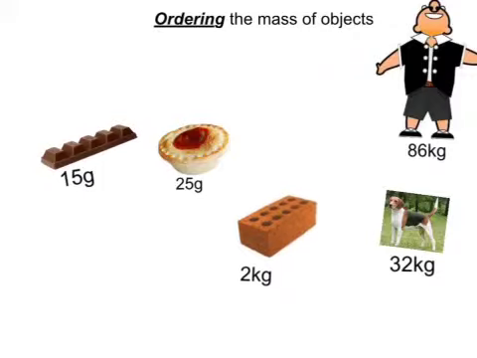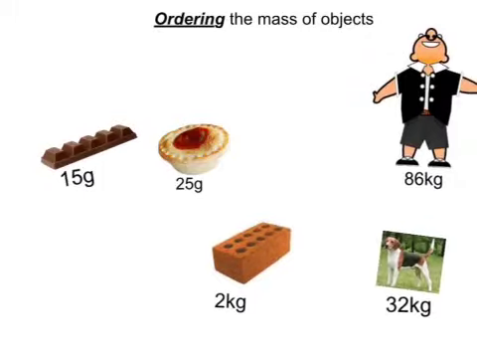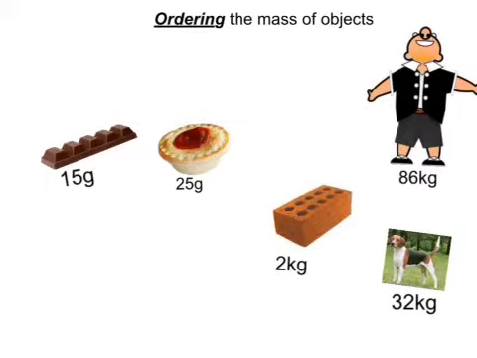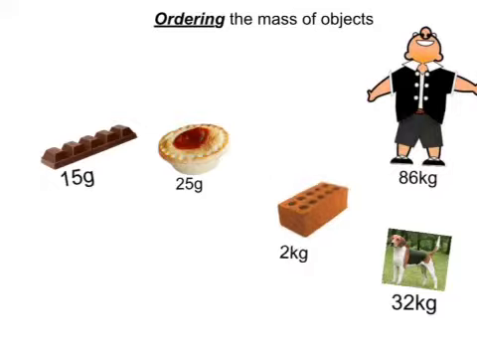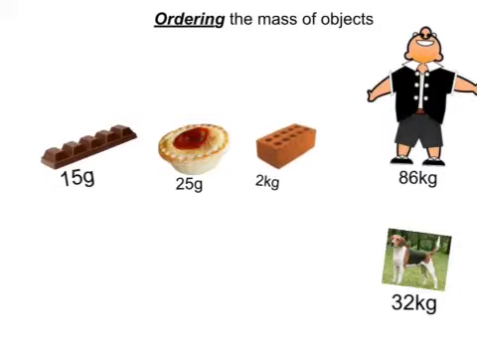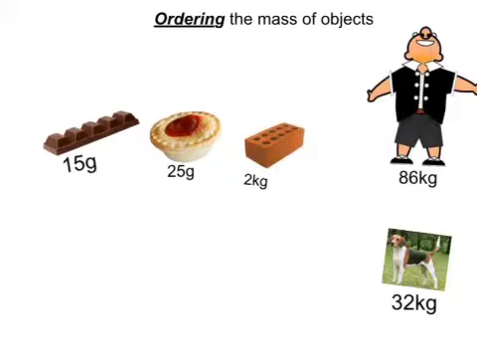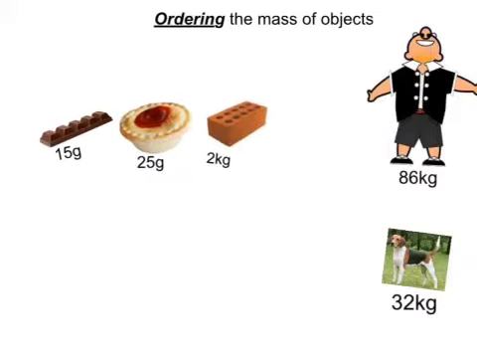Alright, so the next item I'm looking for, out of those 3 items that are left, which item has the least mass? It is the brick at 2 kilograms. The brick at 2 kilograms has the least mass out of the items that were left.